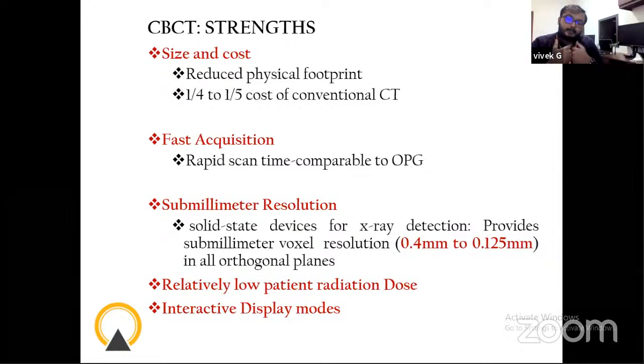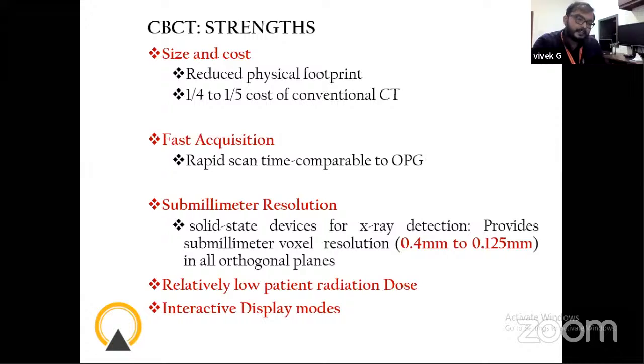Then the acquisition time is fast. That is, there is a rapid scan time comparable to OPG. The OPG that we take nowadays, the scan time would be around 20 seconds. In our Photonic Imaging solutions here, the longest scan time for a CBCT is 26 seconds.